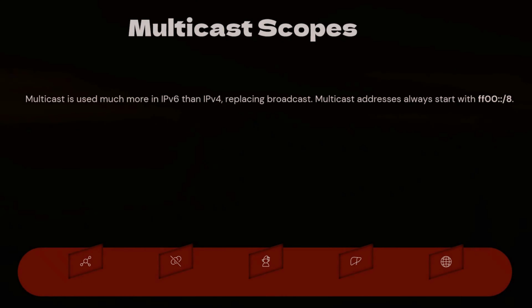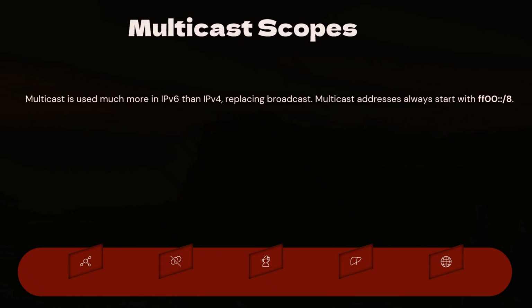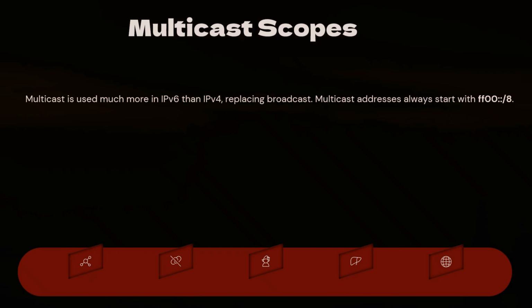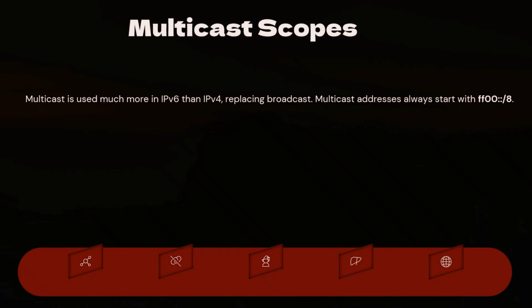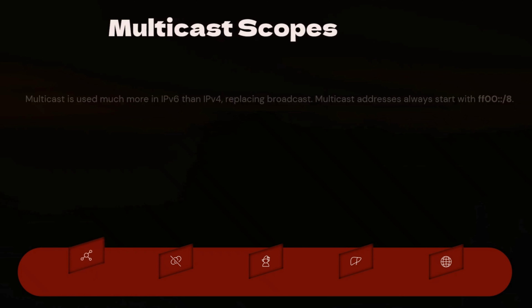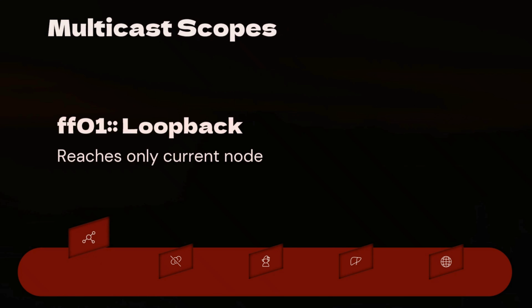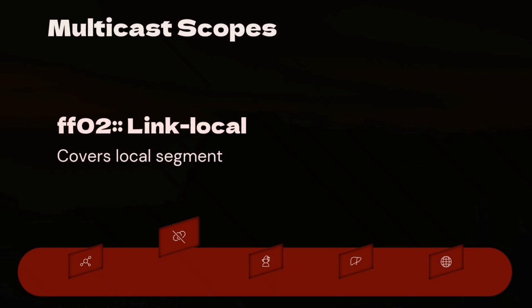The multicast is used much more in IPv6 than in IPv4. Now replacing the broadcast, multicast addresses always start with FF00::/8. Now after that, the scope determines how far the multicast traffic can travel. Now FF01::, which is your loopback, reaches only the current node. FF02::, link local, covers the local segment.